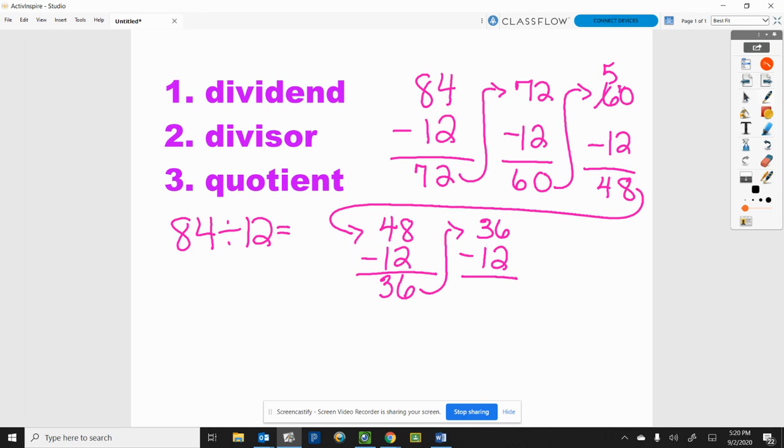6 take away 2 is 4. 3 take away 1 is 2. Holy smokes, sorry about that. Now we have 24 take away 12. 4 take away 2 is 2. 2 take away 1 is 1. And then my last one is 12 take away 12, and I get 0.